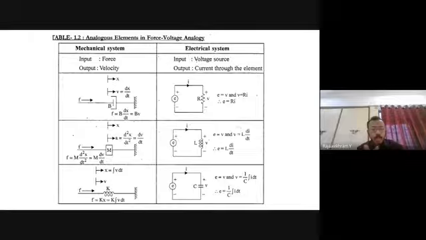Please note only this diagram. What is the transformation? The dashpot is converted into resistance, the mass is converted into inductance, and the spring is converted into capacitance. So for each mechanical system, there are two quantities to be represented. One is acceleration or velocity, another one is displacement.